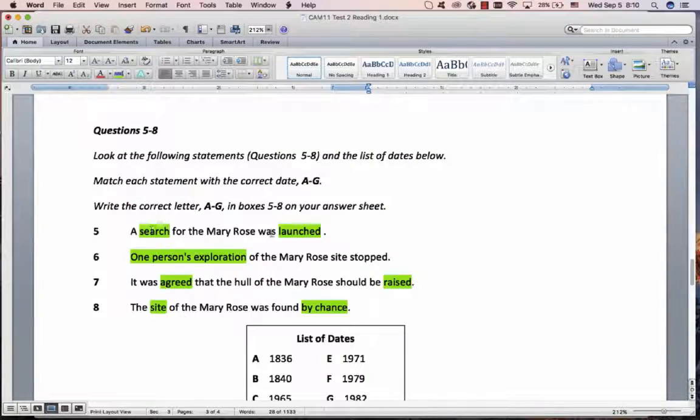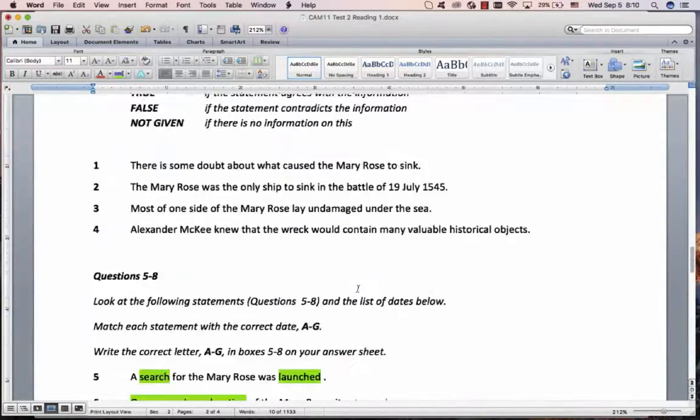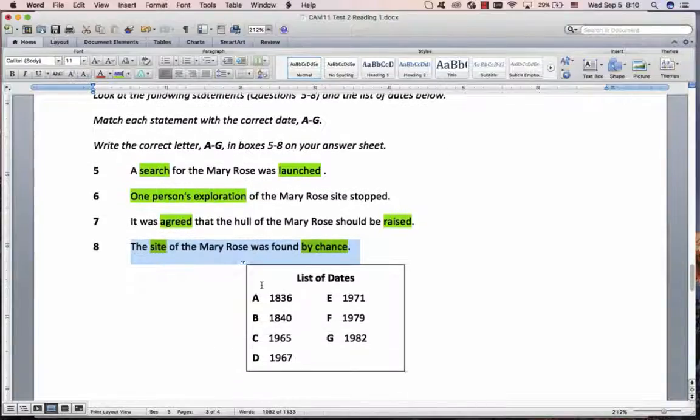Did they start searching for it? No. One person? No. We're talking about fishermen. No. Nothing stopped there. It was agreed by many people. Should be raised. No. The site was found by chance. So that looks pretty good. By chance was important there because they didn't intend to find it. They were doing something else. They were fishing, and then they found it by chance, sort of by luck. Sight is a good word to know for your vocabulary, so I feel pretty good about that one for 1836, but let's go through the rest.